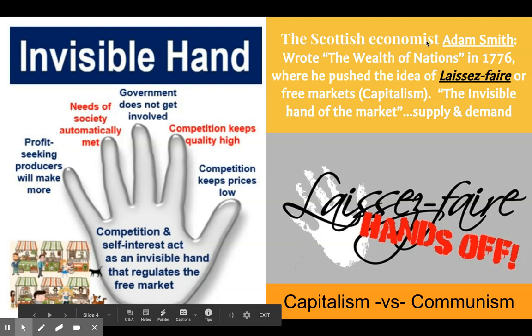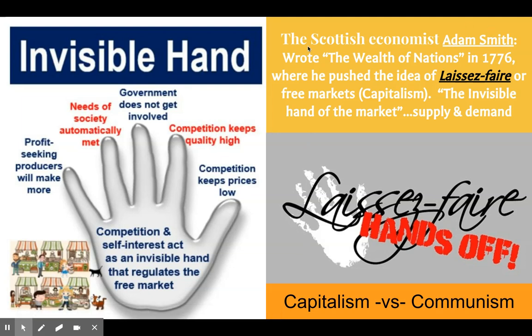And of course, I already told you about this. Adam Smith was a Scottish economist who wrote The Wealth of Nations, and he talked about laissez-faire. That's hands-off economy, right?